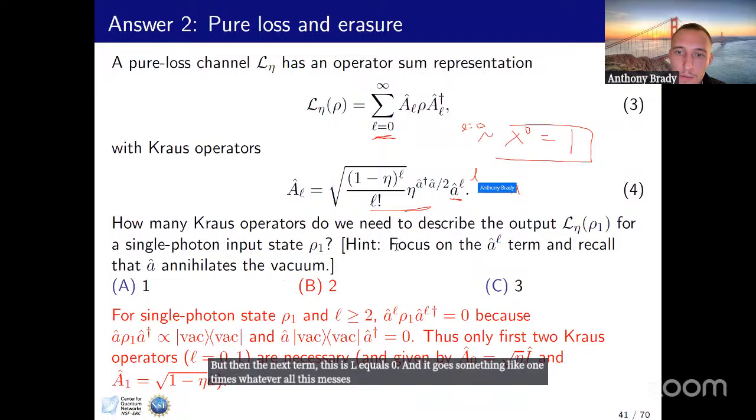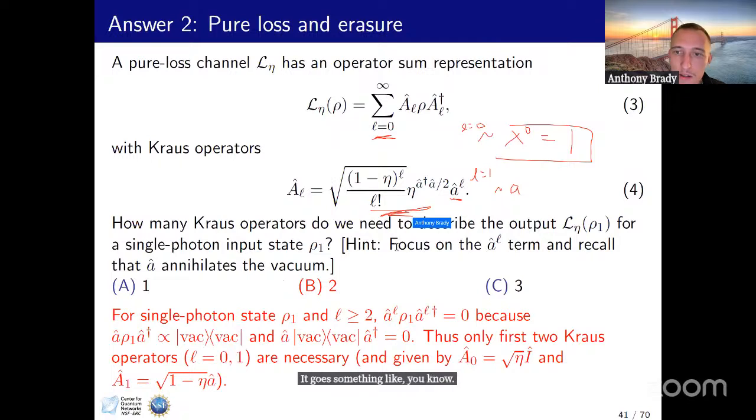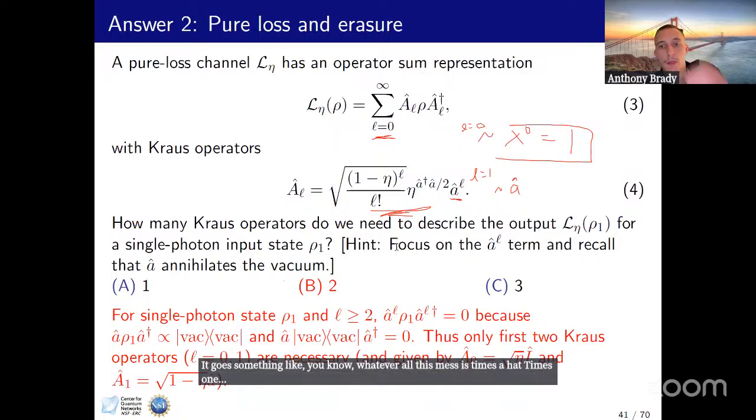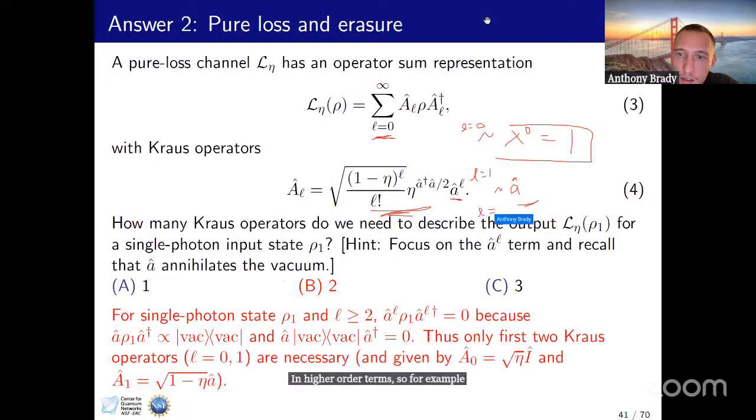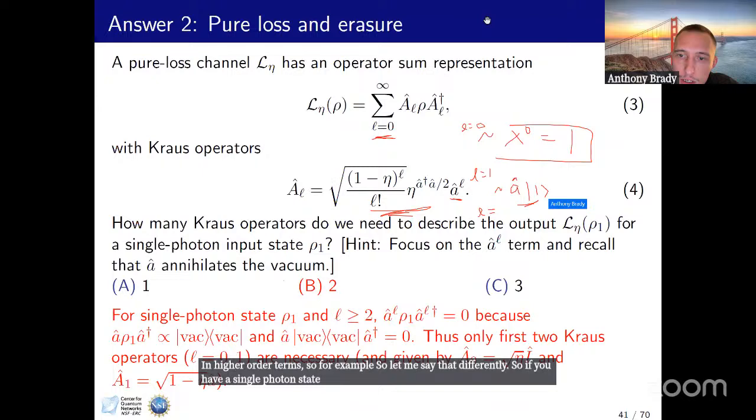With the L equals 1 term, it goes something like whatever all this mess is, times a hat, one annihilation. And the single photon state has one photon, so this will annihilate one photon and then give you back something else. Let me say that differently. If you have an annihilation operator acting on a single photon state, then that will take you to the vacuum state.